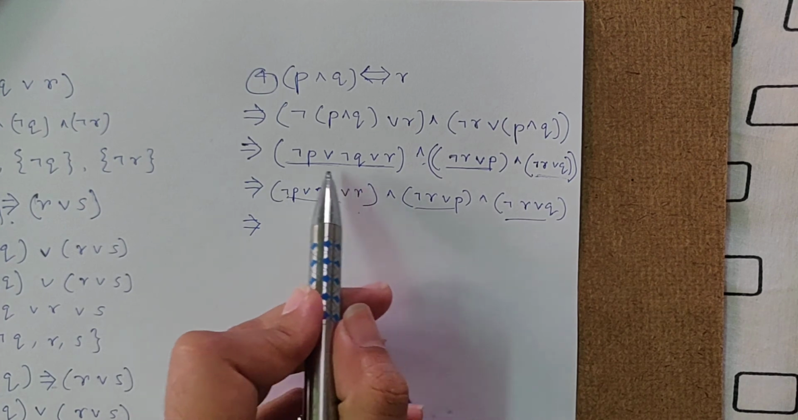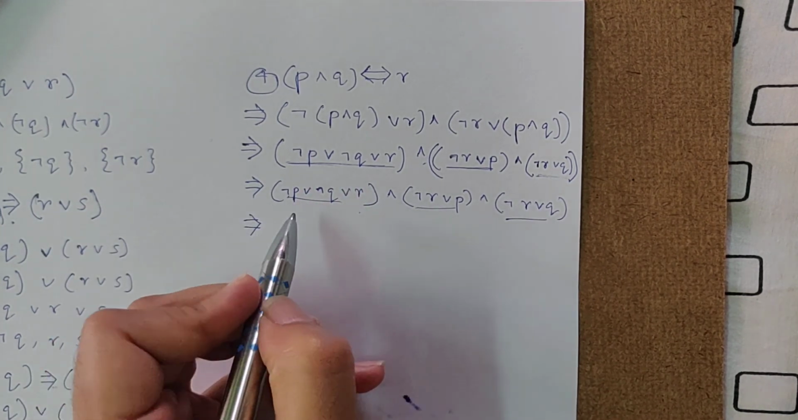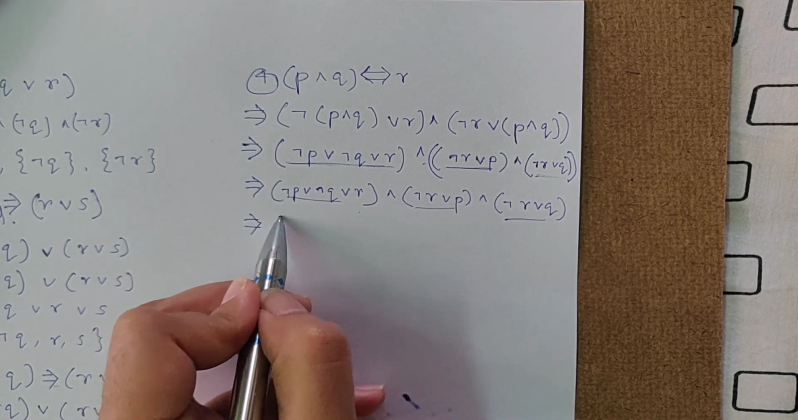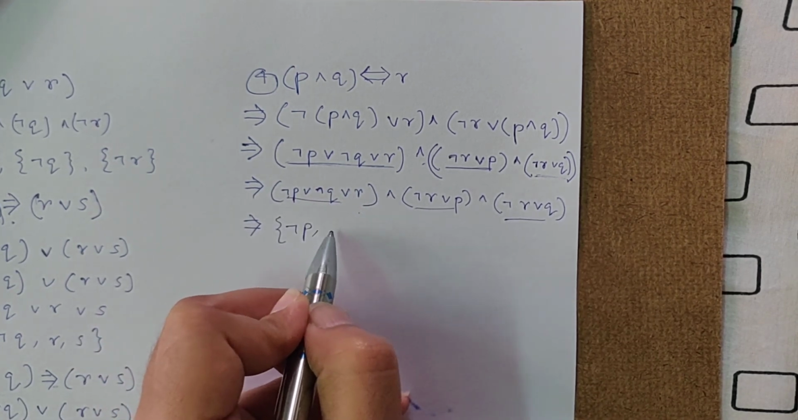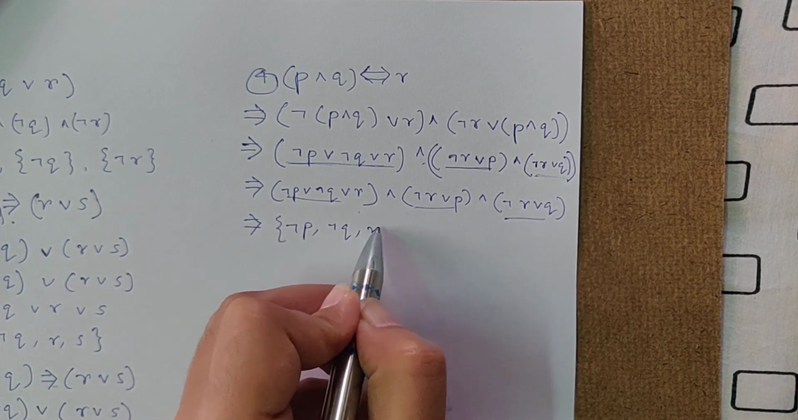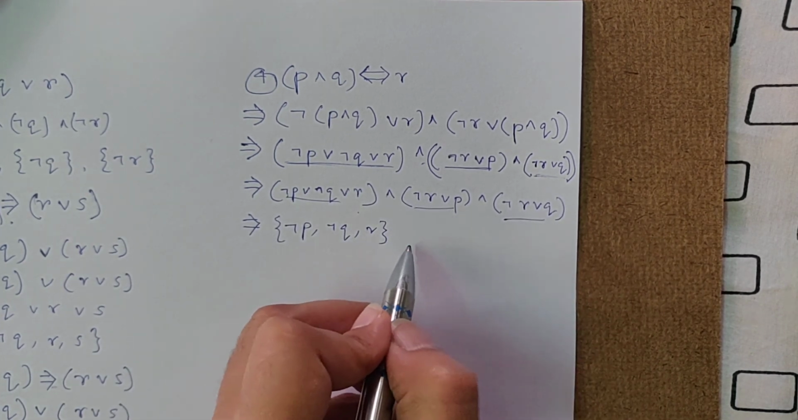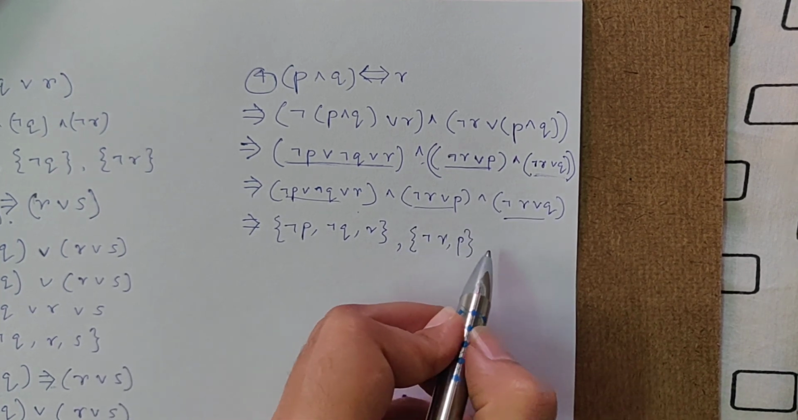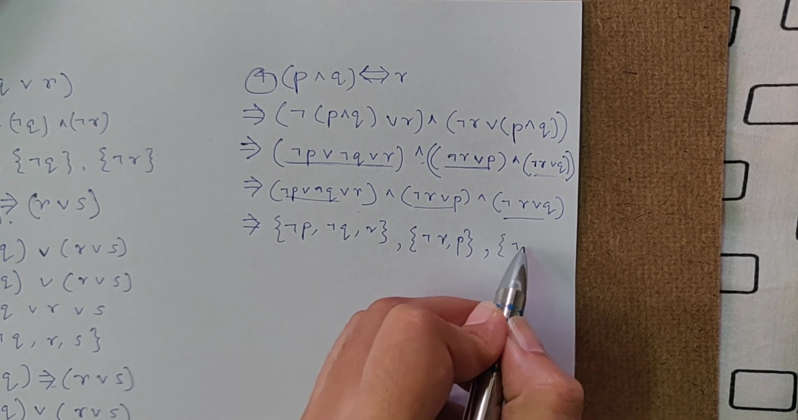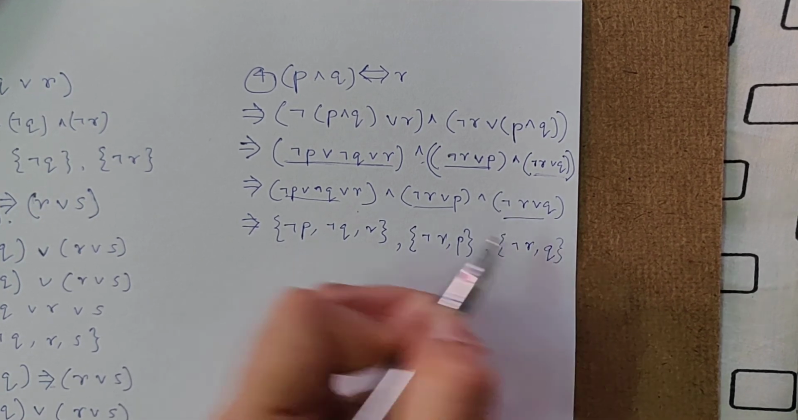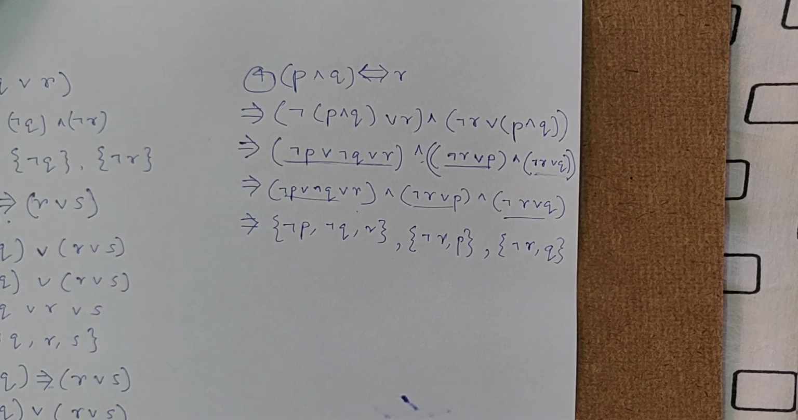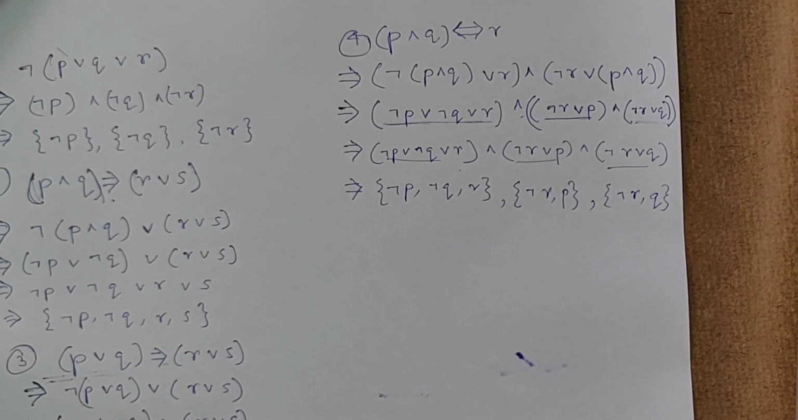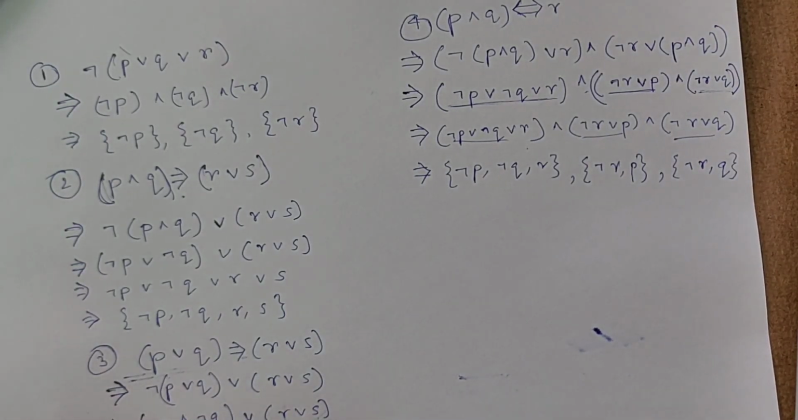And now I have to convert each clausal sentence into a clause. What is the set out of this clausal sentence? {not P, not Q, R}, {not R, P}, {not R, Q}. So this is how we convert a given propositional logic sentence into clauses.